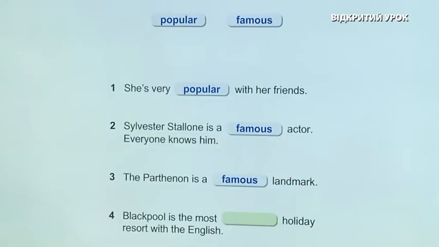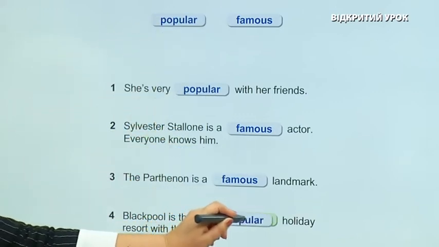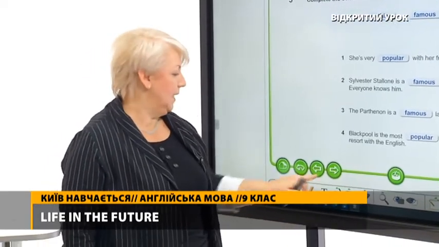Blackpool is the most popular or famous holiday resort with the English. Of course, popular, because a lot of people visit it. Great job. Let's move on.